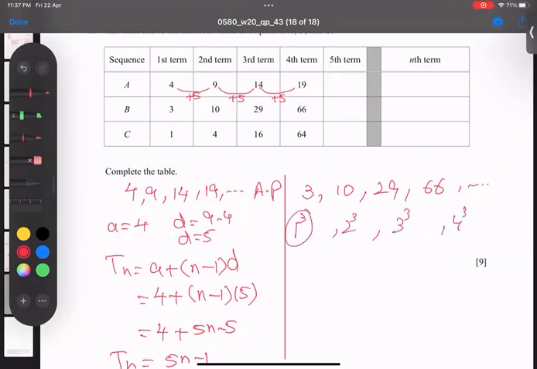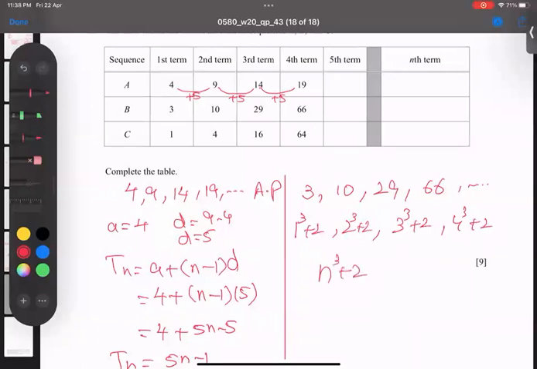Okay. Now 1 cube is 1. What do you add to get 3? So naturally 2 comes. 2 to the power 3 is 8. 8 plus something to give 10. So plus 2. 3 to the power 3 is 27. What to add to get 29? So plus 2. 4 to the power 3 is 64. Add, we got 2. So you saw it works. So 1 cube plus 2, 2 cube plus 2. So I got n cube plus 2.